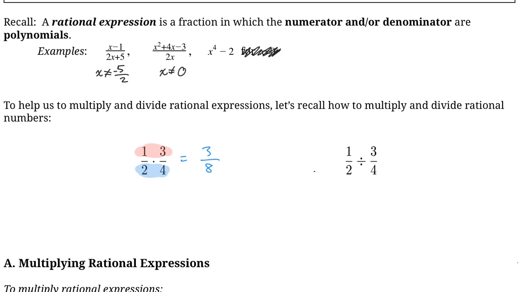However, when we are dividing rational numbers, our rule changes. So 1 over 2 divided by 3 over 4 actually becomes 1 over 2 multiplied by 4 over 3. So we take our second fraction, we flip it, and then we multiply both fractions together. So that becomes 4 over 6, and if we reduce that, it's actually 2 over 3.